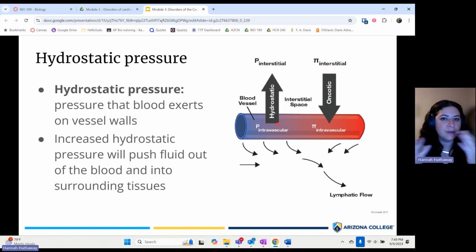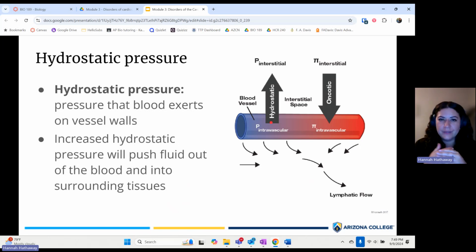This comes back to osmosis, which you learned about in biology. So if you have increased hydrostatic pressure, it can actually be so much pressure that it's squeezing liquid from the blood into the tissue, so into the interstitial space. So that is in part what can cause edema.